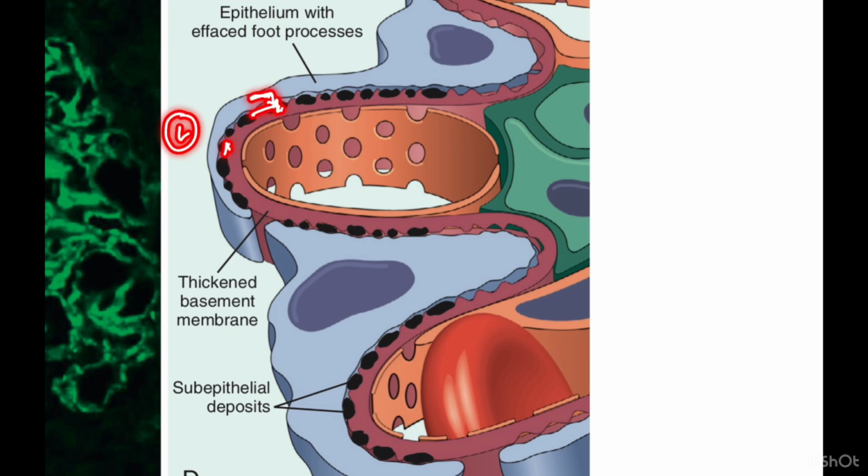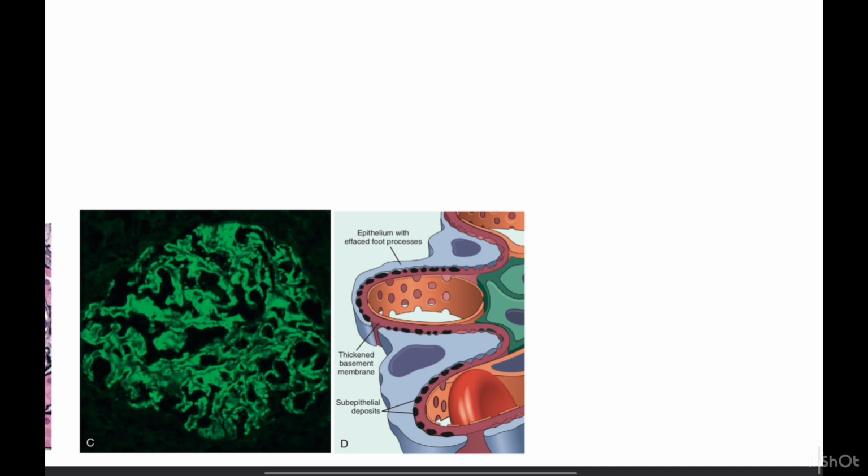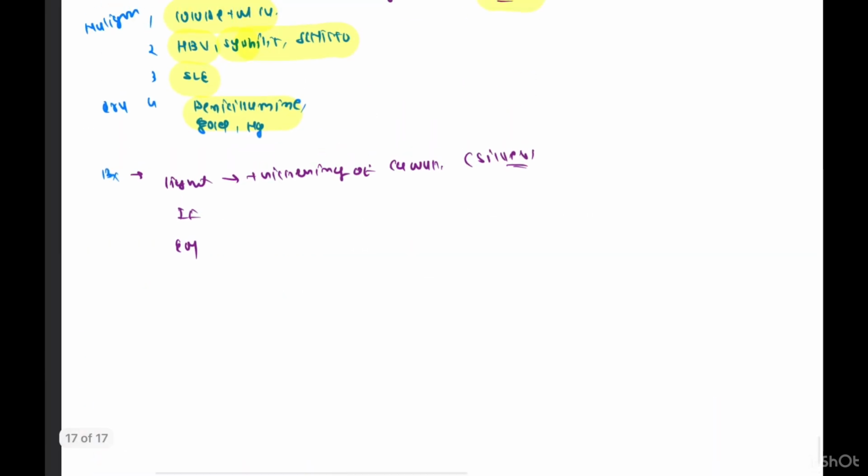On light microscopy it appears as a thickening. On electron microscopy you can see the spike and dome appearance. In light microscopy we can also see it by using the silver methenamine stain. So these are the three microscopic features that you should know.